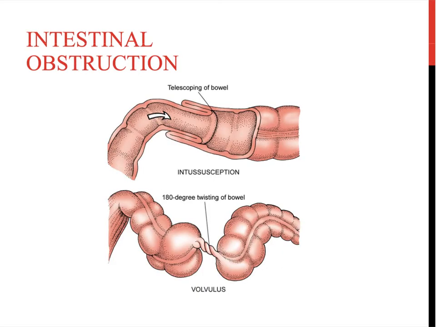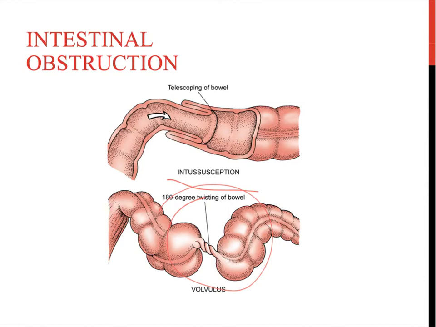This is a picture of a couple of different types of obstruction. Intussusception can happen when the bowel folds up onto itself. And then this is a volvulus, a twisting of the bowel, which can happen as well due to, sometimes it's just low fluid intake. Sometimes it's just the way we were born. I know intussusception can happen in newborns at times.